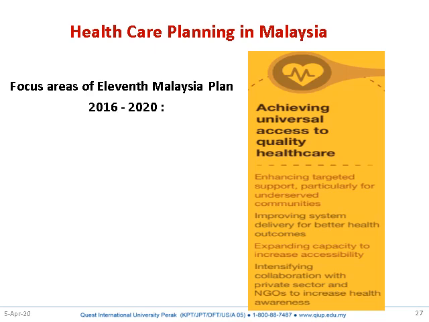Expanding capacity to increase accessibility. Okay, more capacity, like more mobile clinics, more mobile healthcare provision, more community health centers, more skilled staff, that can increase accessibility of services. Intensifying collaboration with the private sector and NGOs to increase health awareness. So it is known as public-private participation. So collaboration with the private sector and NGOs, where NGO is non-governmental organization, to increase health awareness.